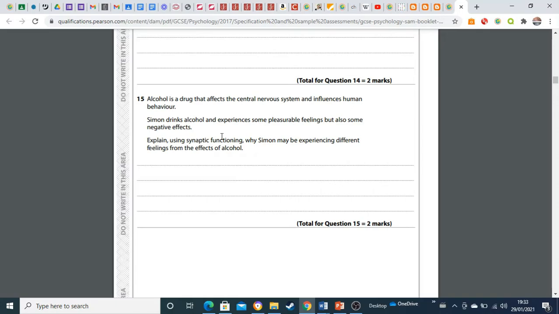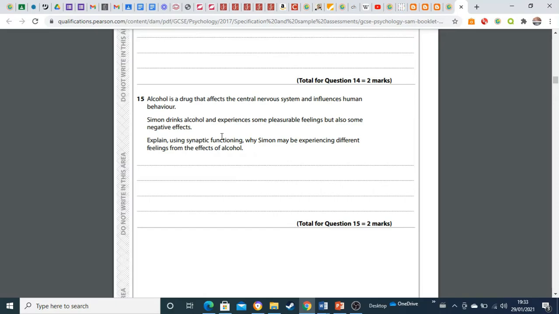So, this is difficult. Central nervous system, influences human behaviour, drinks alcohol, synaptic functioning. So what did we learn about the synapses? You get a neurotransmitter and it attaches to a receptor. So for example, you could say that alcohol might fit into a receptor and give a different message to a neuron, which would be sent as an electrical impulse, which would alter the activity of the brain.